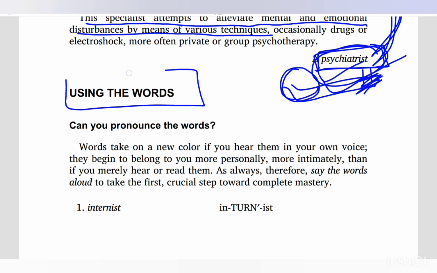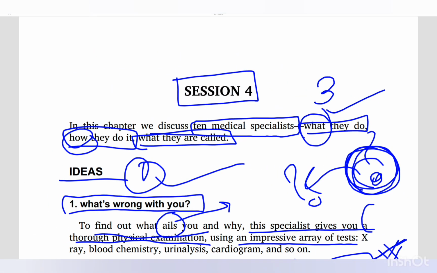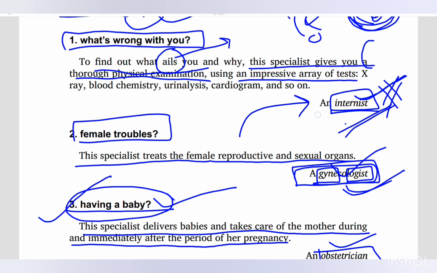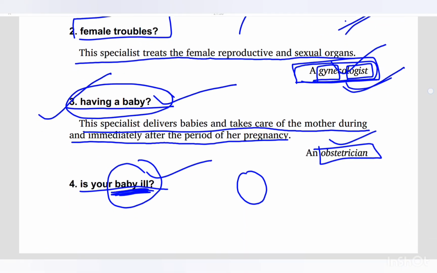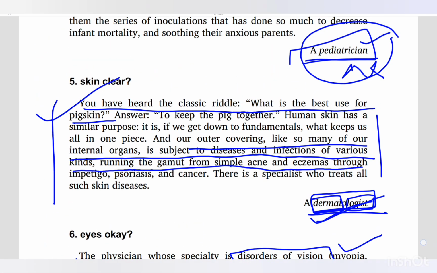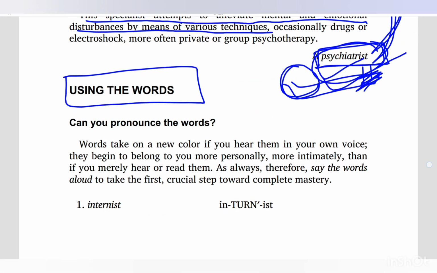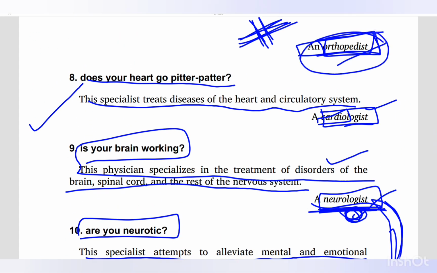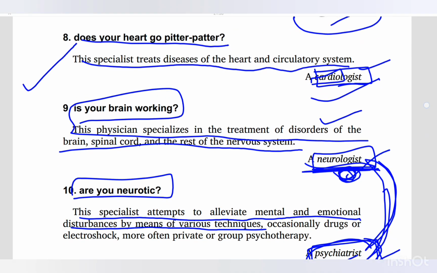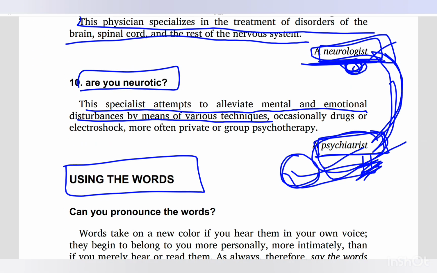Now, in the next video, we will start with using the words. Let's revise the words once again. The first word was internist, then gynecologist. The third word, obstetrician. The fourth one we already know, pediatrician. Then we come to dermatologist, a skin doctor, ophthalmologist, eyes, and then related to skeletal, orthopedist, and then cardiologist, heart, and then neurologist, brain, and psychiatrist, which is often therapy, not a biological problem but related to therapy.